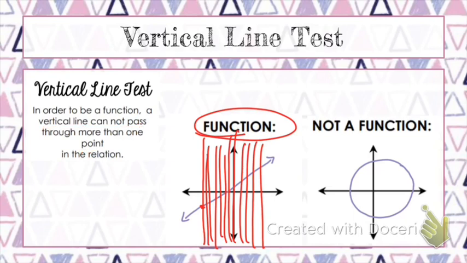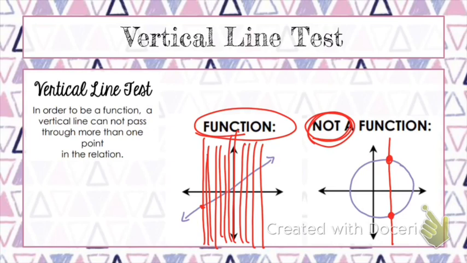Okay, and if you look at the example that is not a function, if I draw a vertical line through this, then it crosses twice. And so that tells me that this cannot be a function. That is how the vertical line test works.